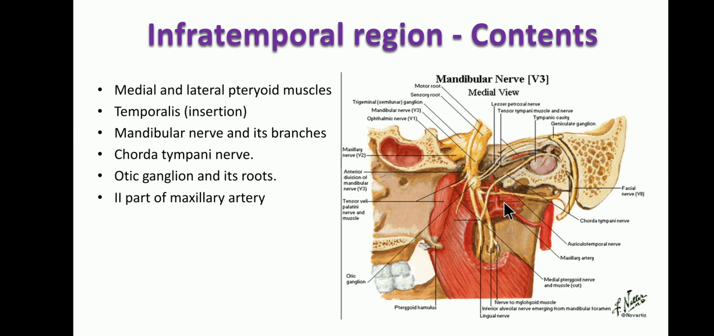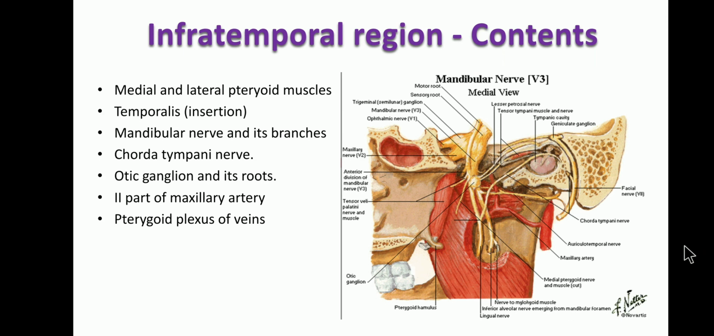Then the maxillary artery, mainly the second part, you come across in the infratemporal region. So these are the major contents: medial and lateral pterygoid muscles, two muscles; insertion of temporalis alone; mandibular nerve and its branches; chorda tympani nerve, which joins at an acute angle with the lingual nerve; otic ganglion and its roots; and then the second part of the maxillary artery. Then you also have a plexus of veins, which is called the pterygoid plexus of veins.